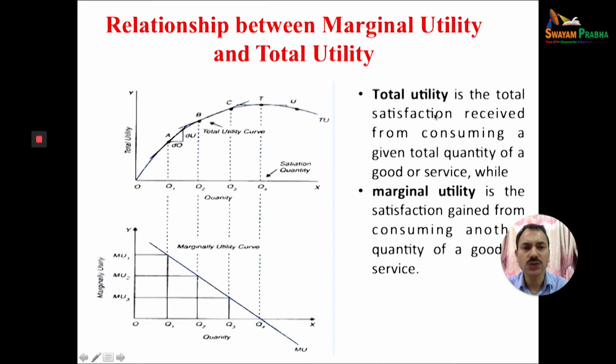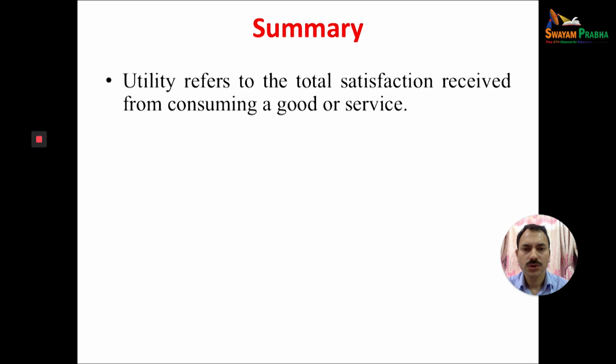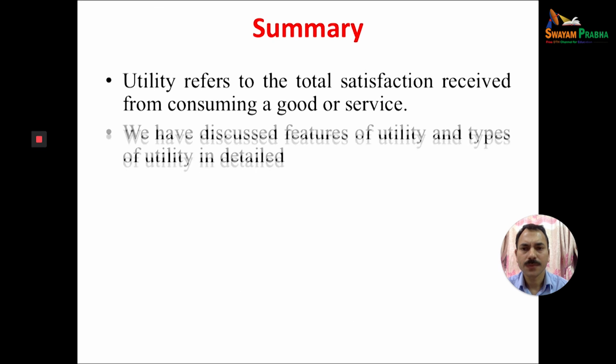Total utility is the satisfaction received from consuming a given total quantity of goods and services. Marginal utility, as we have already discussed, is the satisfaction gained from consuming an additional quantity of goods and services. So hopefully you will be able to understand this concept.